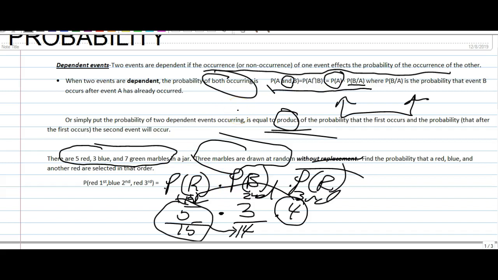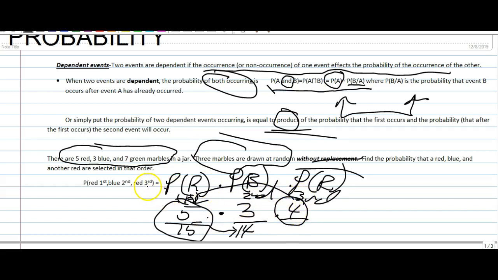Remember, the probability of dependent events is equal to the product of their probabilities. But we're assuming that the probability of event B occurs after A has already occurred. So we're assuming that we already have drawn a red marble on the first draw.